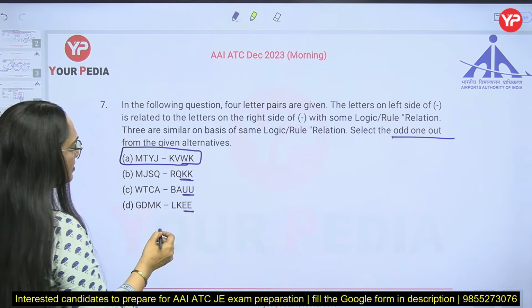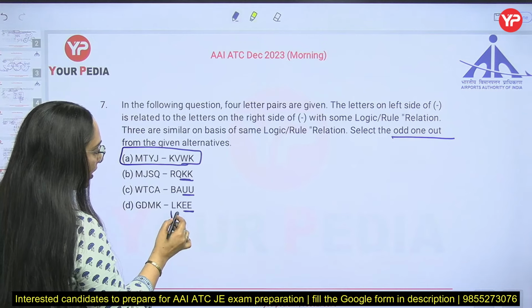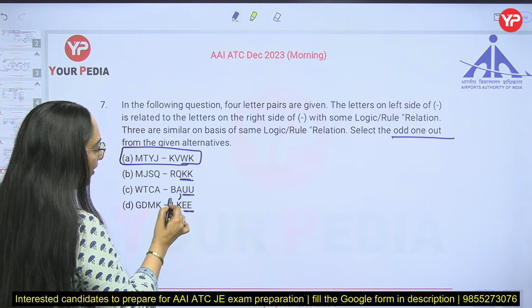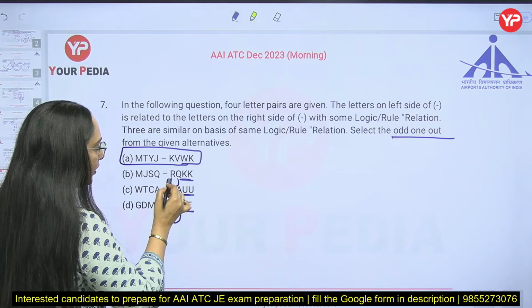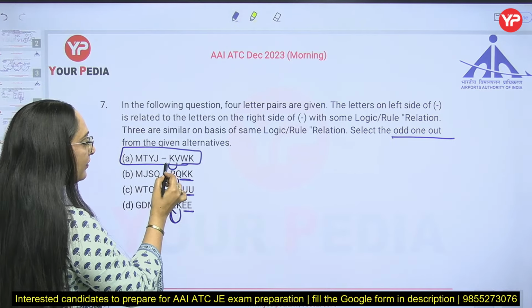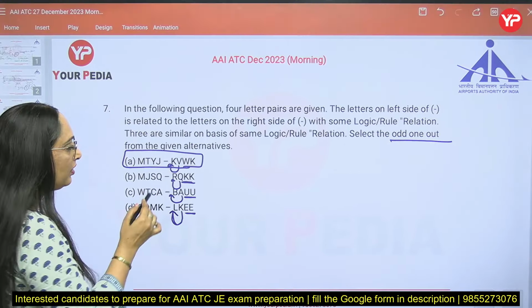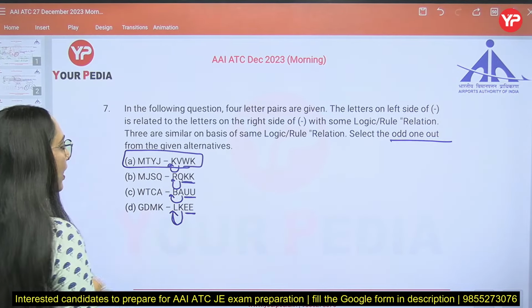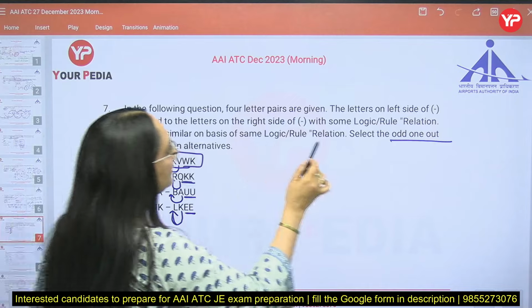Okay, let's check. Look, KL, after K, L is there. After A, B is there. After Q, R is there. But after V, W should be there, but here is K, so V W.